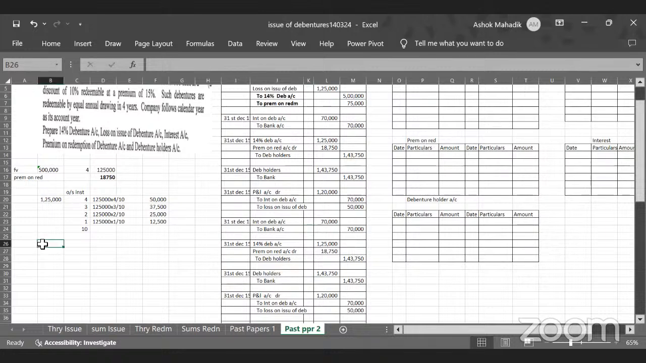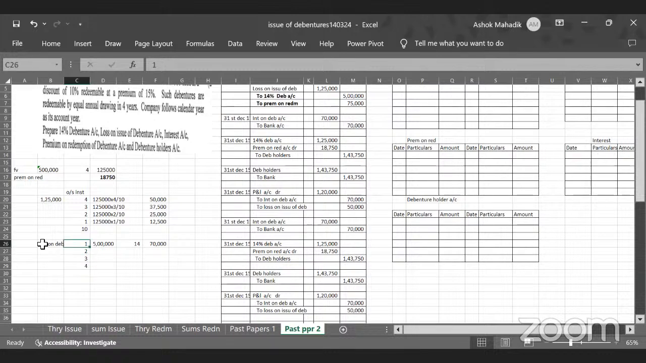Wait, I'll show the working out here. Interest on debenture. That will help you. For the first year, the amount was 5 lakhs, right? Full amount was 5 lakhs. Rate of interest was 14%, so we calculated 5 lakhs into 14%, 70,000. Now we have repaid how much? 125. So what will be the amount outstanding in the second year?